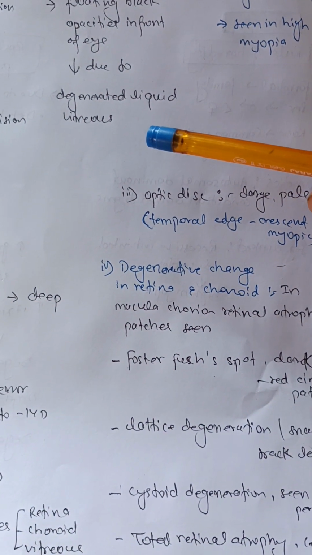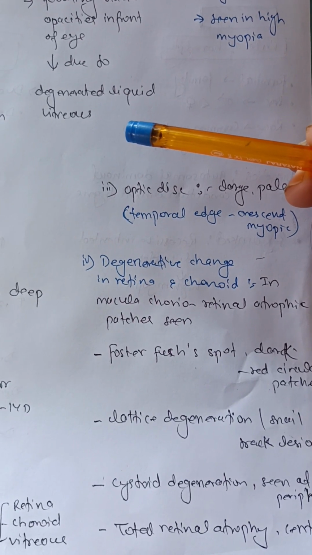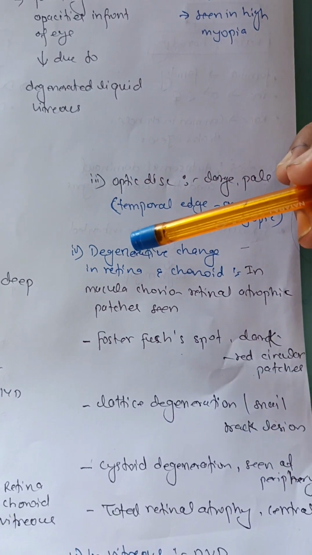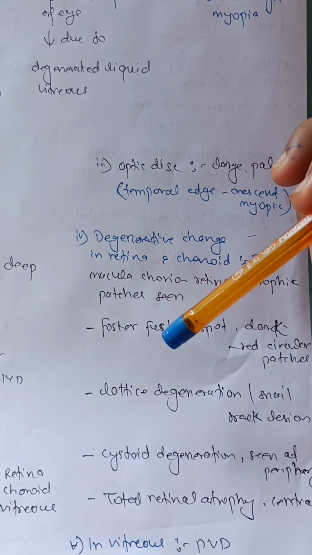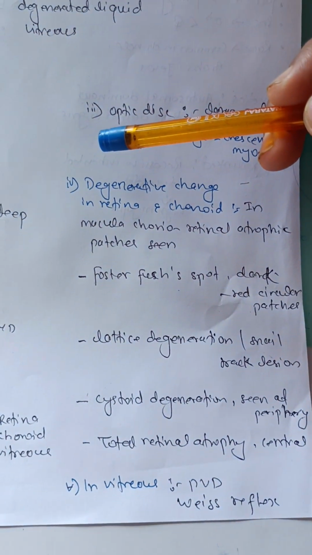Degenerative changes in retina and choroid. In macula, chorioretinal atrophic patches seen. Fuchs spot, dark red circular patches seen. Lattice degeneration, senile tract lesion. Cystoid degeneration seen at periphery. Total retinal atrophy at central. In vitreous, there is PVD, that is Weiss reflex.